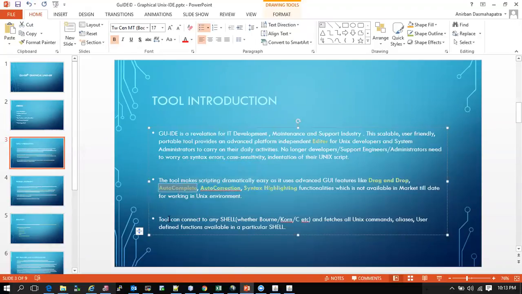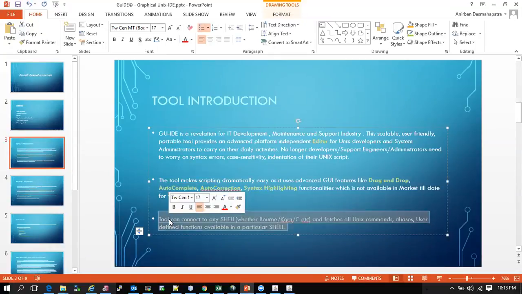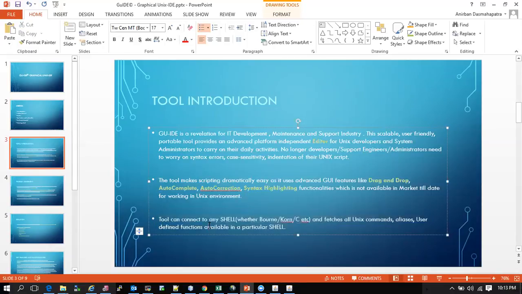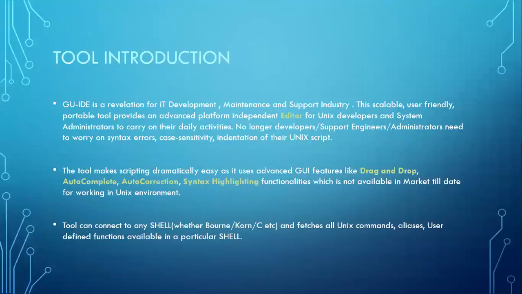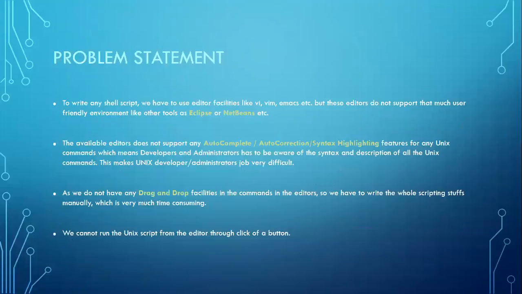The third point I've discussed is that it's going to connect to any shell, whether Bourne, Korn, C, etc., and fetch all the Unix commands, aliases and user-defined functions available in that particular shell. Then the problem statement: why we need this. To write any shell script, we have to use editors like VI or Emacs, but these editors really do not support that much of a user-friendly environment like other tools such as Eclipse or NetBeans.